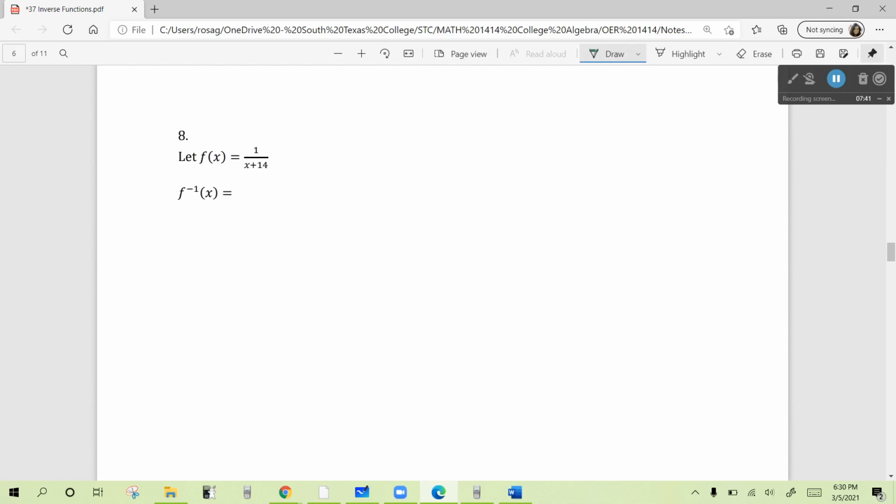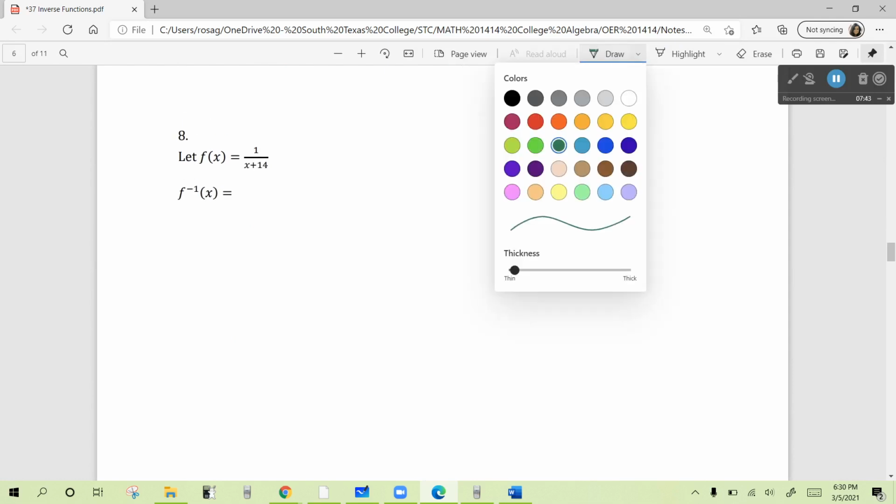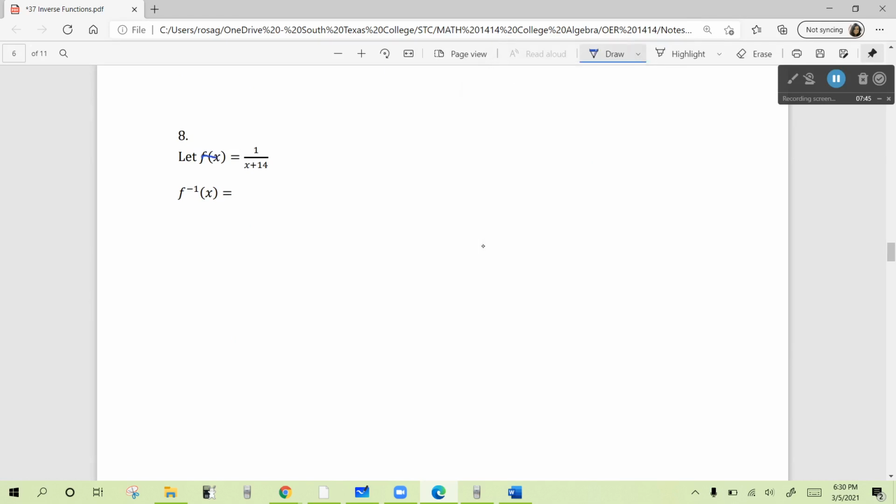Same thing with this one. Any fractions like this are still one-to-one. So y equals 1 over, oh, we're switching them. X equals y plus 14. Now we're going to solve for y.